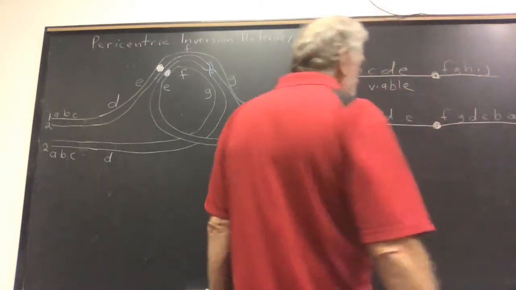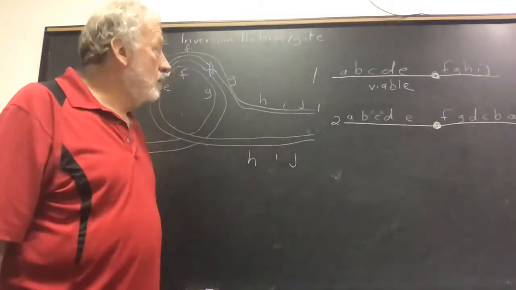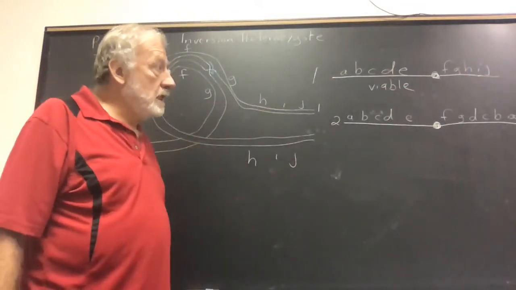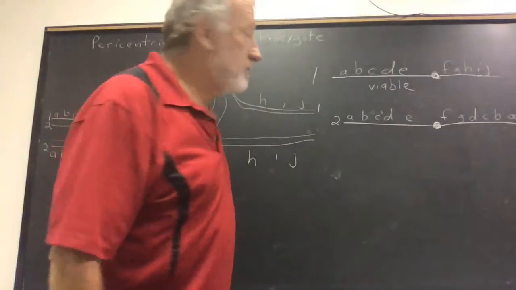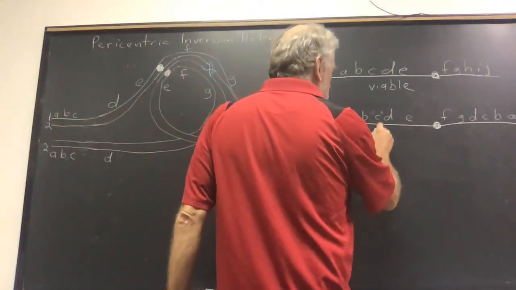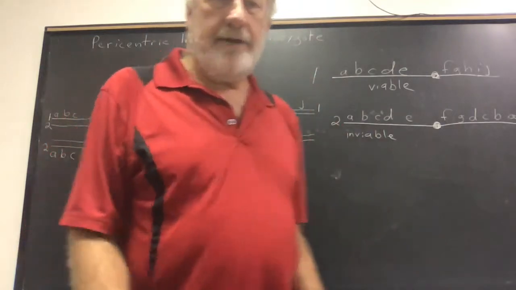And you can see that this gamete will have a chromosome with HIJ deleted and A through D duplicated. So of course it will be inviable. So now we're halfway there.